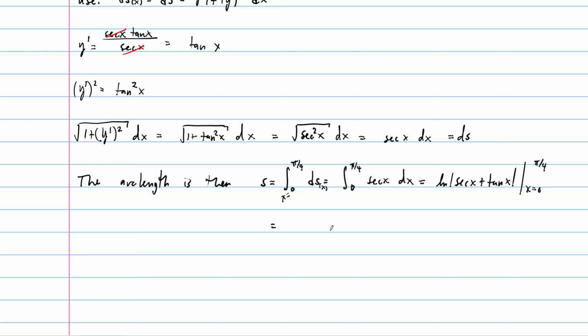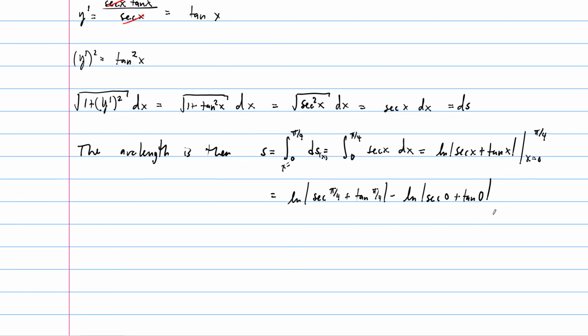And so we'll do these one at a time, right? So this is then the log of secant pi over 4 plus tangent of pi over 4 minus the natural log of secant of 0 plus tangent of 0. You should know these by heart. So secant of pi over 4 is square root 2. Tangent of pi over 4 is 1. Log on this side, secant of 0 is 1, and tangent of 0 is 0.